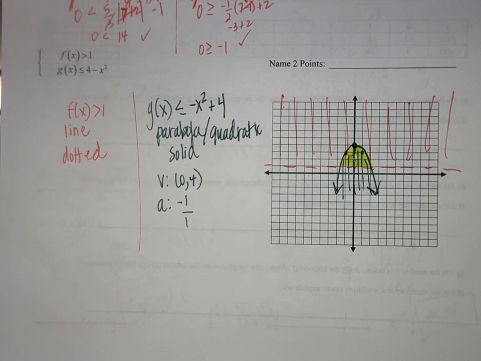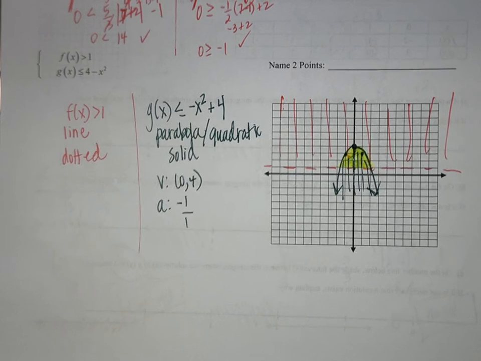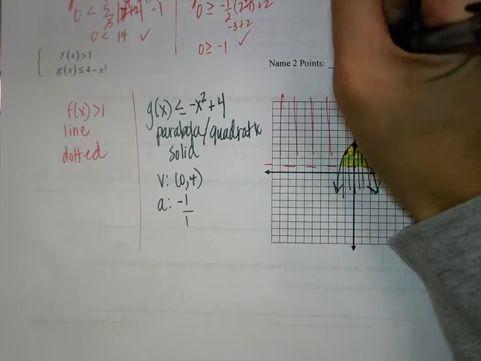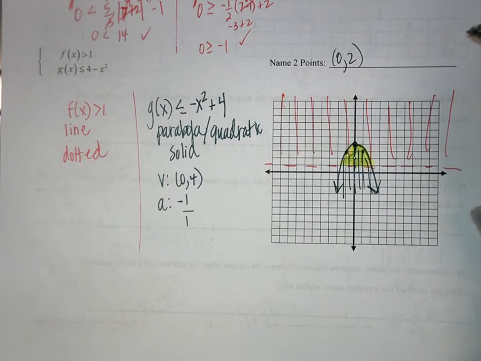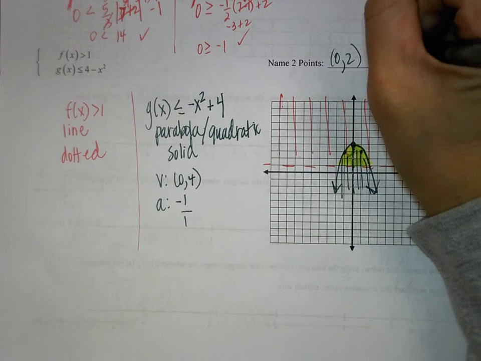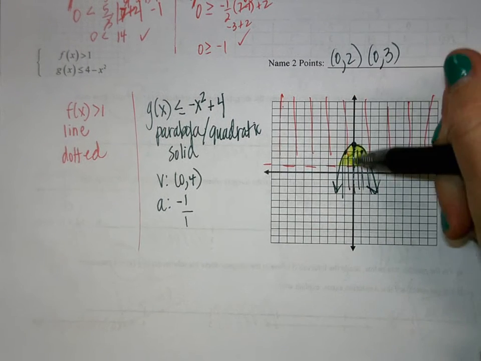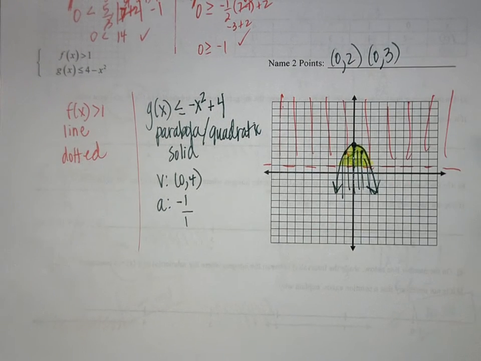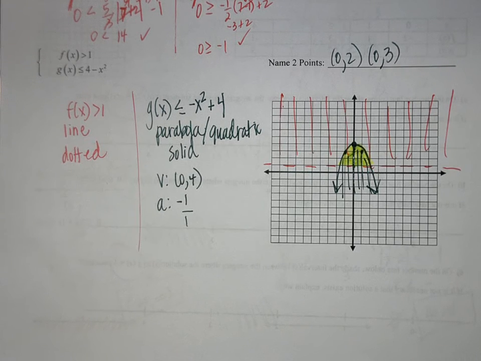Now we know it's not perfect, but could you pick 2 points that you know are for sure in the overlapping portion? What do you think, Anthony? Good, 0, 2, and what would be another one? 0, 3. I would pick those because I know those are for sure exactly. Okay? Yes, so let's just check one of them.